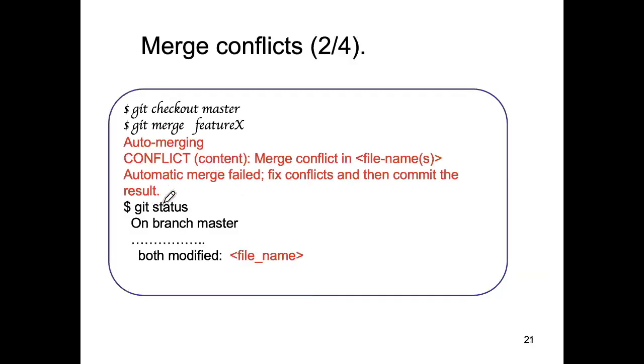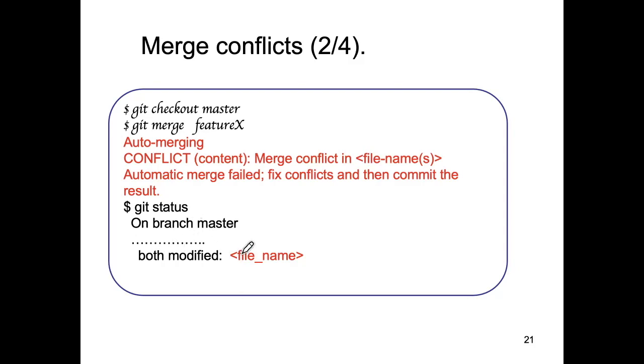So if I do a git status, and git status, remember, tells me about the status of my working directory. If I do a git status after essentially a failed merge or a partial merge, then you look for this kind of stuff here. It tells you that both branches modified a particular file, and it'll list all of the files that were modified by both branches that you're trying to merge.